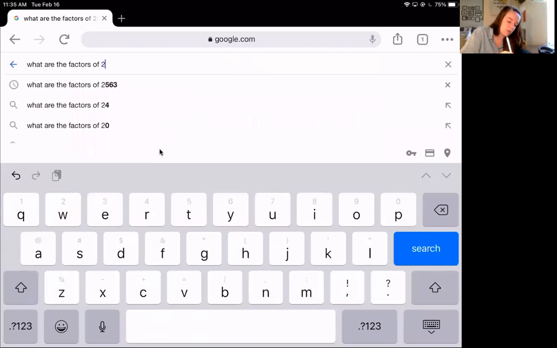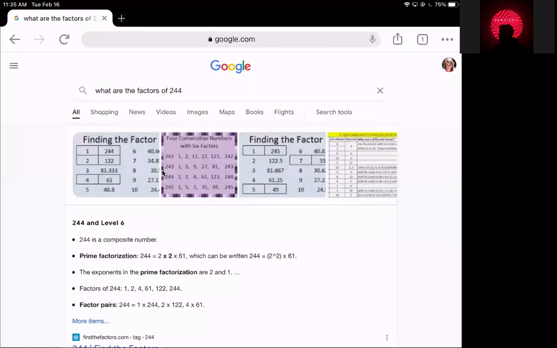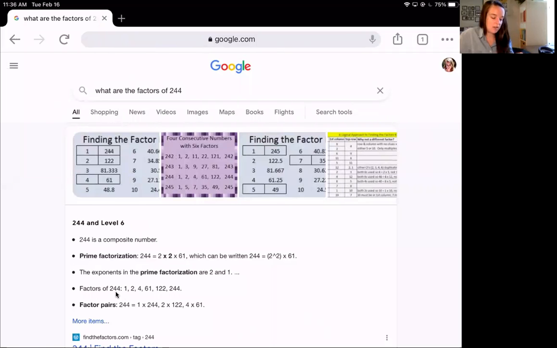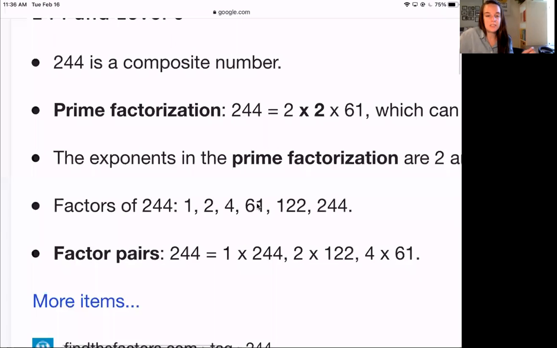So let's say it was like 244. It'll tell you the factors of 244 are 1, 2, 4, 61, 122, and 244. So 1 and 244 go together. 2 and 122 go together. 4 times 61, those two go together to give you the 244. See how they broke down the factor pairs here? 1 times that, 2 times that, 4 times this. So you could use any of those.